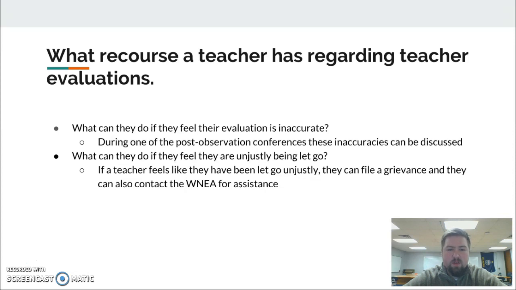What can they do if they feel that they are unjustly being let go? We have a large NEA population here at the school. We have a WNEA, and if a teacher feels like they've been let go unjustly, we can file a grievance, but we can also contact our WNEA for assistance, and they are more than willing to help, whether you are a part of the WNEA or not a part of the WNEA.